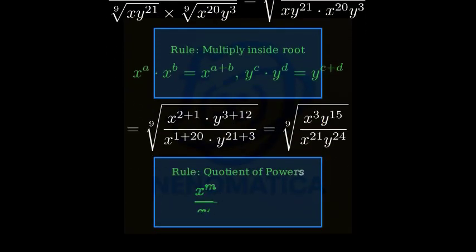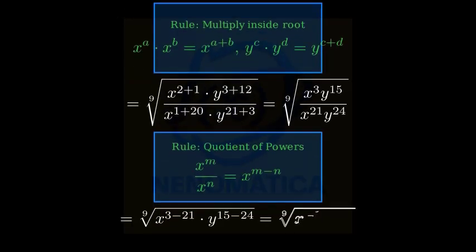Next, we'll use the quotient rule for exponents. When dividing expressions with the same base, we subtract the exponents. For x, we have x cubed divided by x to the 21st, giving us x to the power of 3 minus 21, which is x to the negative 18th. For y, we have y to the 15th divided by y to the 24th, which gives us y to the power of 15 minus 24, or y to the negative 9th.